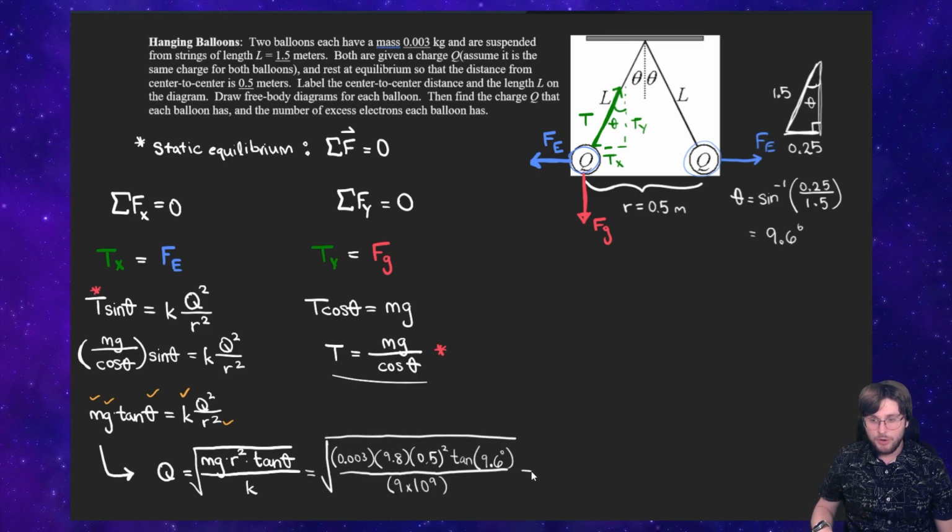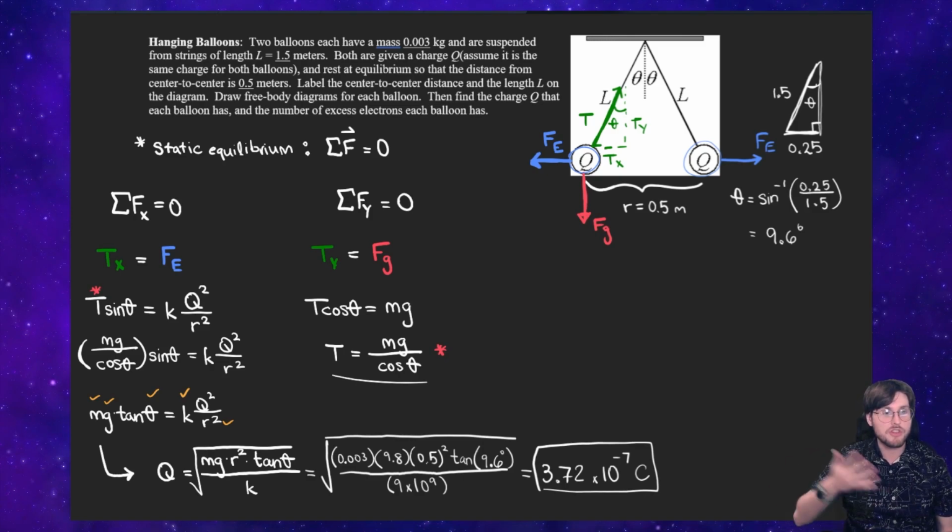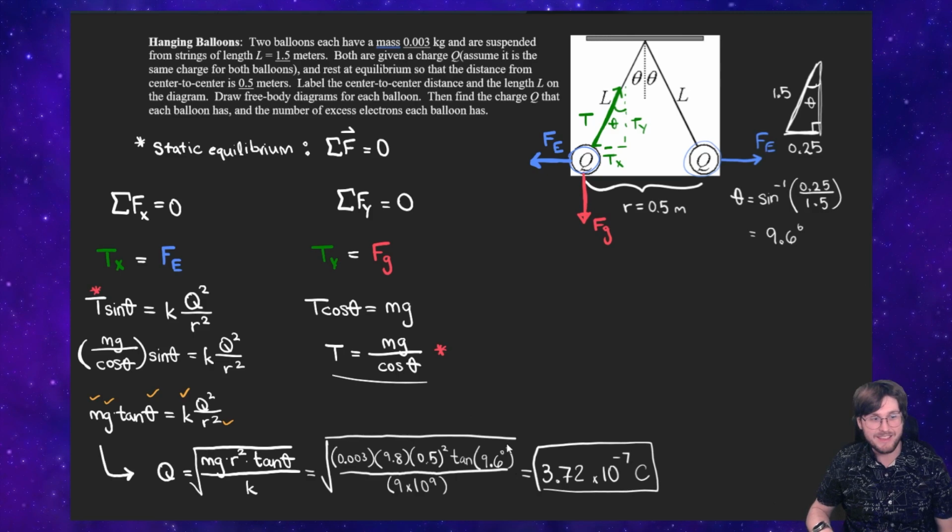All right, so after all that, if you calculate all that, you square root it, you should end up with a charge on each balloon of 3.72 times 10 to the negative 7 coulombs. And if you want to simplify that a little further, generally it's good practice in electrostatics to denote something in units of microcoulombs, which is a really common scale factor that you'll be seeing in this unit.